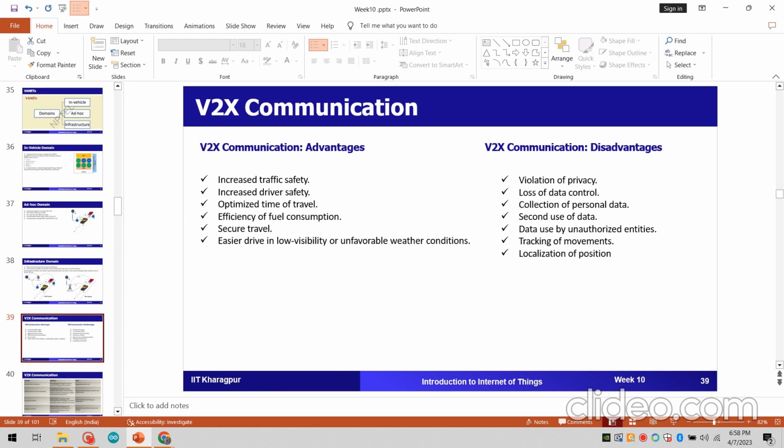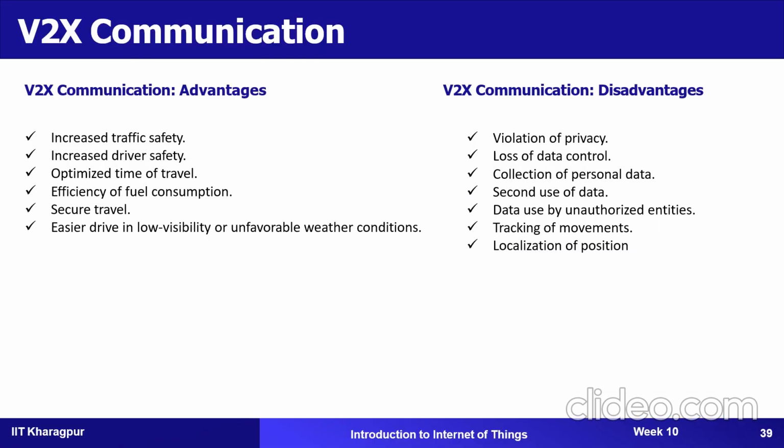Yeah, we were discussing the disadvantages. First disadvantage is violation of privacy, the other is loss of data control, and collection of personal data in case of your vehicular to everything. Then second, use of data by unauthorized entities also. Then the tracking of movements is there, localization of position. So basically the private data of a person is used in case of your vehicular to everything.